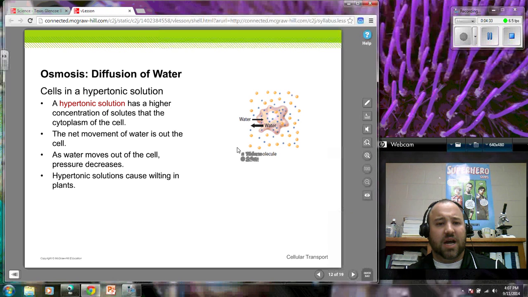Versus, I believe the next one's hypertonic. A hypertonic solution is where you have more solute outside the cell than inside, a higher concentration of solute outside the cell than inside the cell. That means you have a higher concentration of water inside the cell versus outside the cell. That hypertonic solution is going to cause water to flow out of the cell versus in. When that water flows out, eventually the cell itself is going to shrivel up.